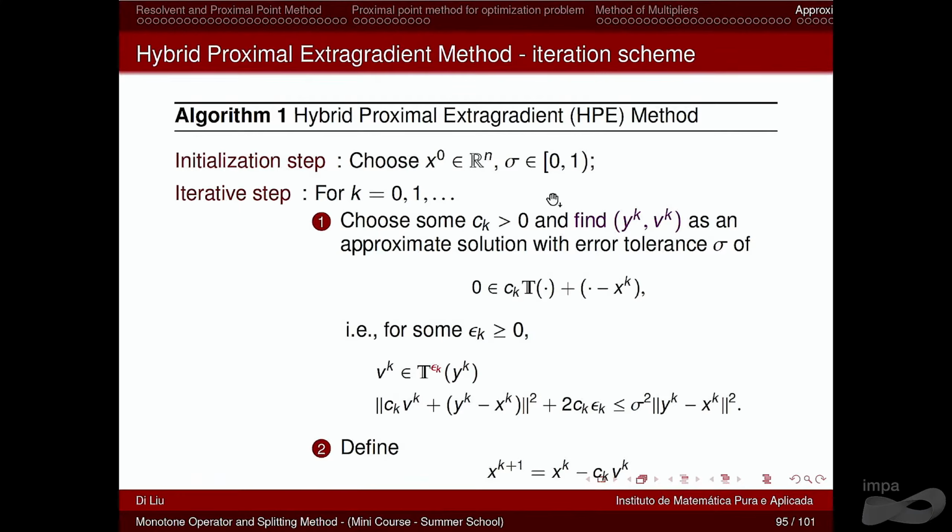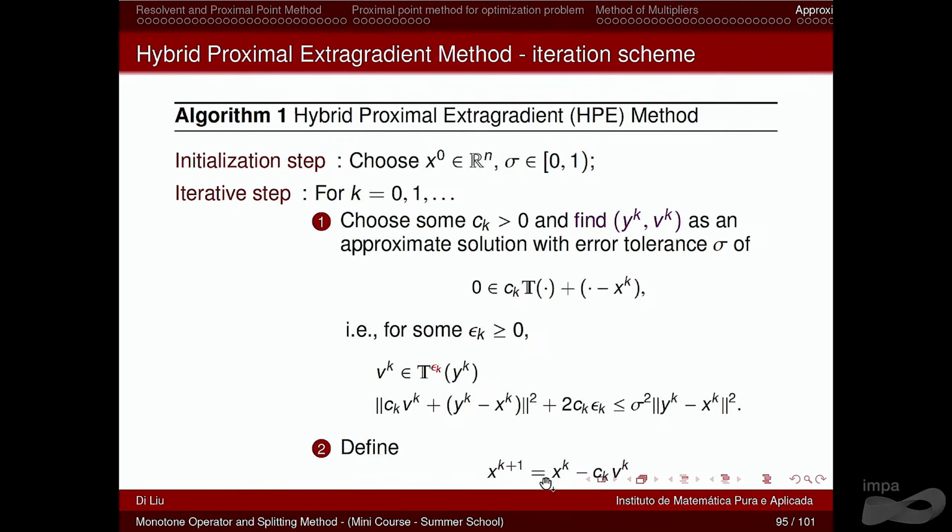Okay, this is the algorithm. I will describe it briefly. You have the initial point, and you want to find a pair. Sorry, here they use yk, vk, but they are the same. You want to find a pair. This pair satisfies either the exact proximal system or this inclusion, or this system with errors in the operator and also errors in the system. So the next step is the iteration.